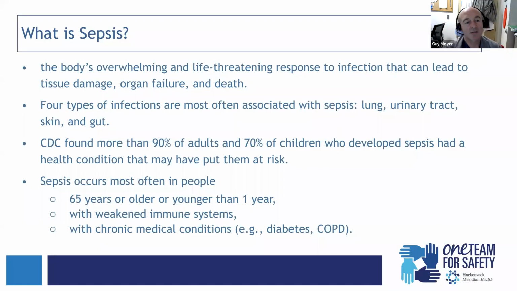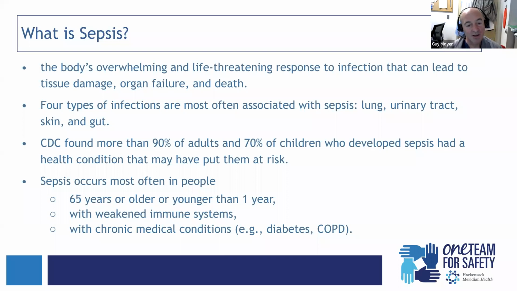So what is sepsis? Sepsis is the body's overwhelming and life-threatening response to infection that can lead to tissue damage, organ dysfunction, as well as death. There are 4 types of infection that are most often associated with sepsis, and they are lung infections, urinary tract infections, skin infections, as well as gut infections. So you see a lot of these different infections are part of the admission diagnosis when the patient is admitted to the hospital.